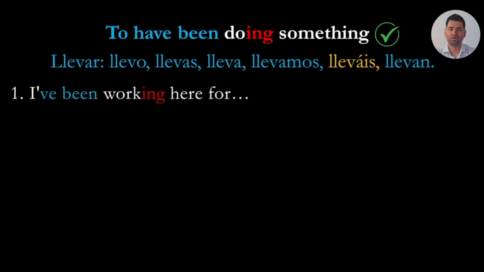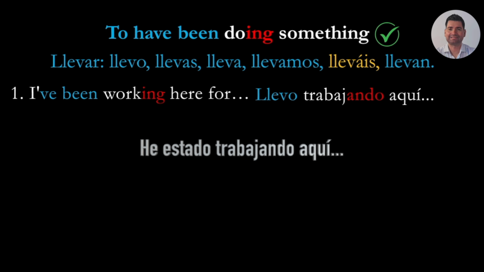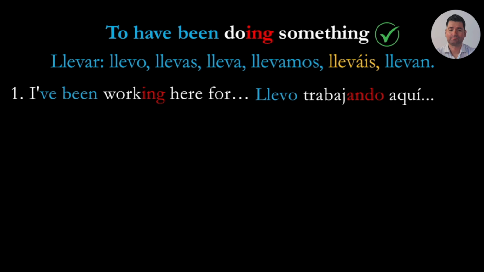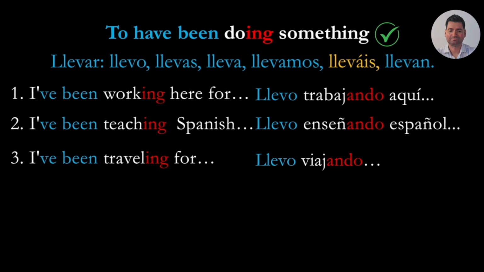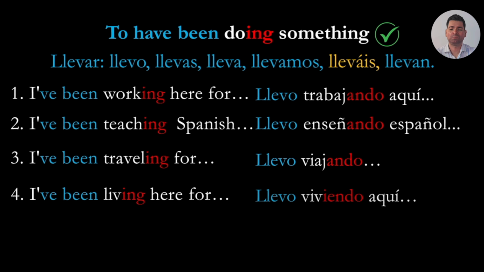Let's practice with some examples. 1. I've been working here for X amount of years. Llevo trabajando aquí 5 años. You could also say, he estado trabajando aquí. Llevo trabajando is very common. 2. I've been teaching Spanish for. Llevo enseñando español. 3. I've been traveling for. Llevo viajando. 4. I've been living here for. Llevo viviendo aquí 6 años.